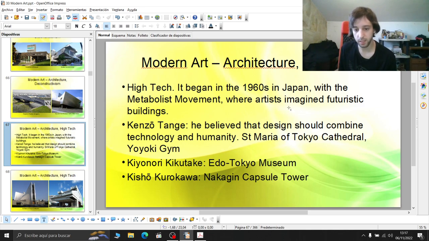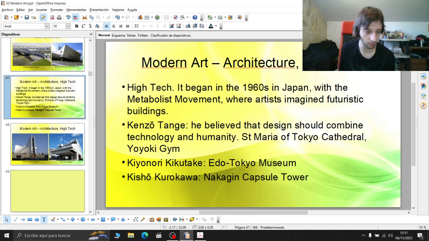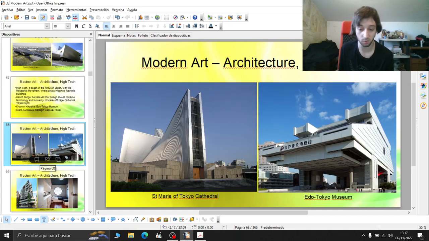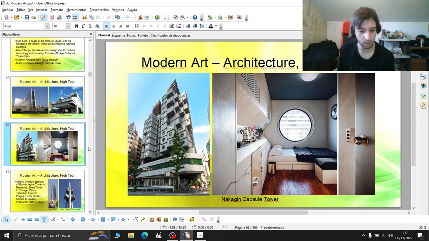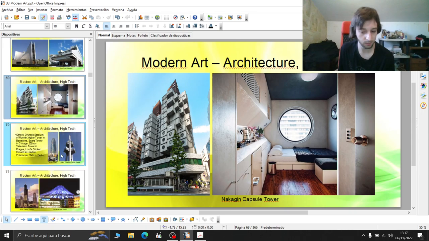High-tech. It began in the 60s in Japan with the Metabolist movement, where artists imagined futuristic buildings. Kenzo Tange believed that design should combine technology and humanity: St. Mary's Cathedral in Tokyo, Yoyogi Gymnasium. Kiyonori Kikutake with the Tokyo Museum, and Kisho Kurokawa with the Nakagin Capsule Tower. I really love this building, especially the Capsule Tower. Here you see the Capsule Tower.